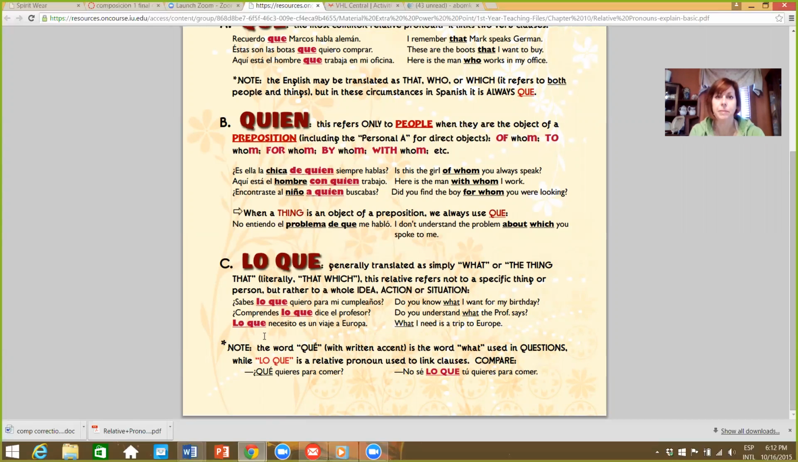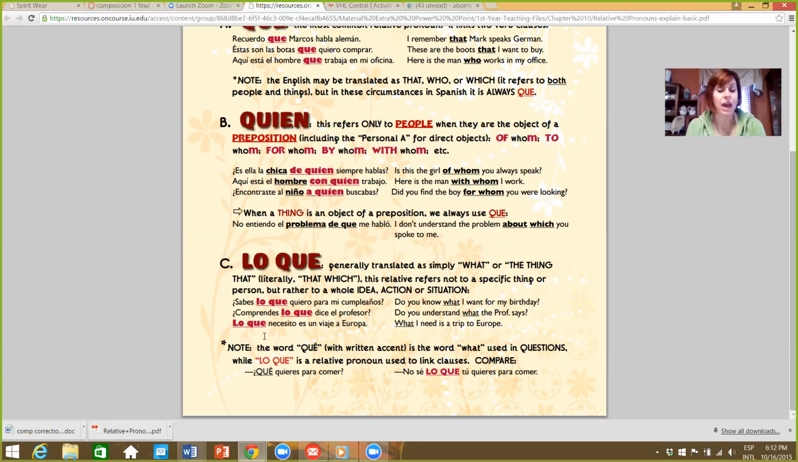Okay, let me give you another example with the que and the lo que. So if I said, you go to the doctor, right? And the doctor, el médico me dice que yo necesito hacer ejercicio, necesito comer bien, ¿sí? Entonces el médico me dice que necesito hacer estas cosas. So the doctor is telling me that I need to do these things.